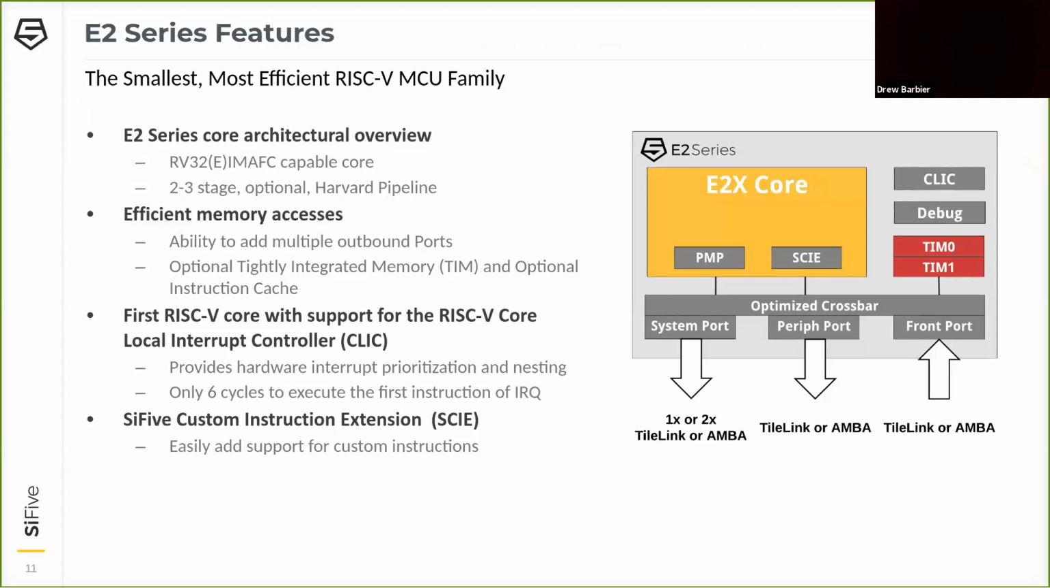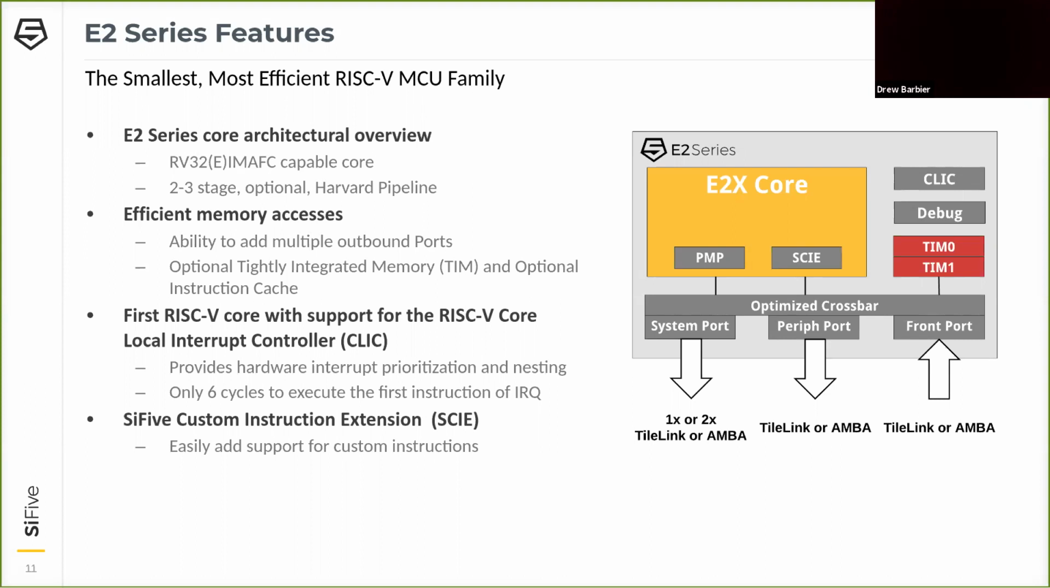Now let's take an overview of the E2 series features themselves. I mentioned the E2 series is our most efficient and smallest series in the SiFive RISC-V IP portfolio. It implements a number of the RISC-V standard extensions. So it implements the RV32E, I, M, A, F, and C ISA extensions. And again, most of these are optional.